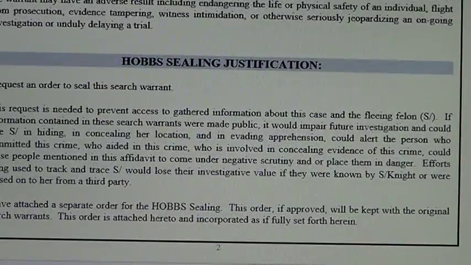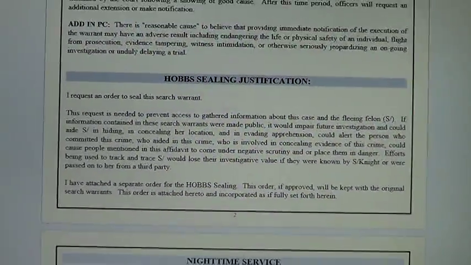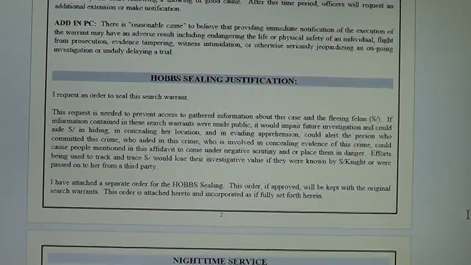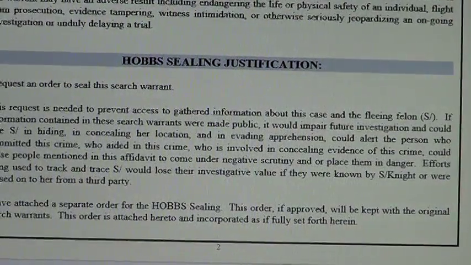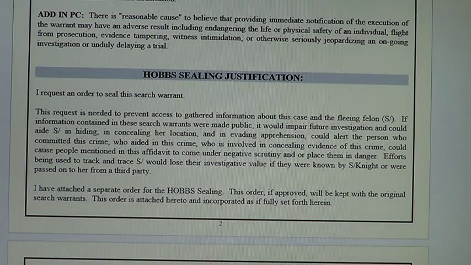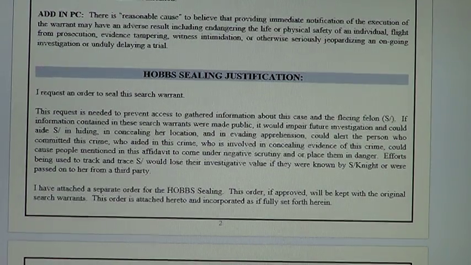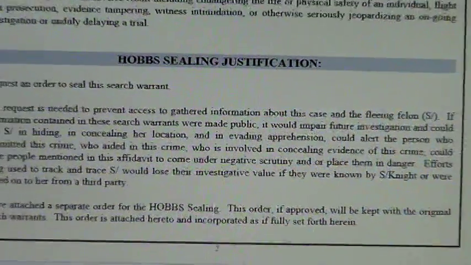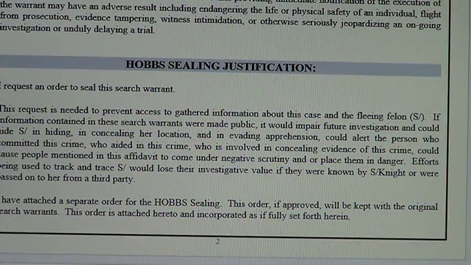A Hobbs sealing is sometimes you have to seal a warrant. When you serve a warrant, you have to notify the person they're being served. Almost all warrants that I did on cell phones where I was tracking somebody, or going after somebody for emails, I would always do a Hobbs sealing. So Hobbs sealing to me is pretty much natural. I want the warrant sealed. I don't want notification, and it also prevents any other third party from telling them.